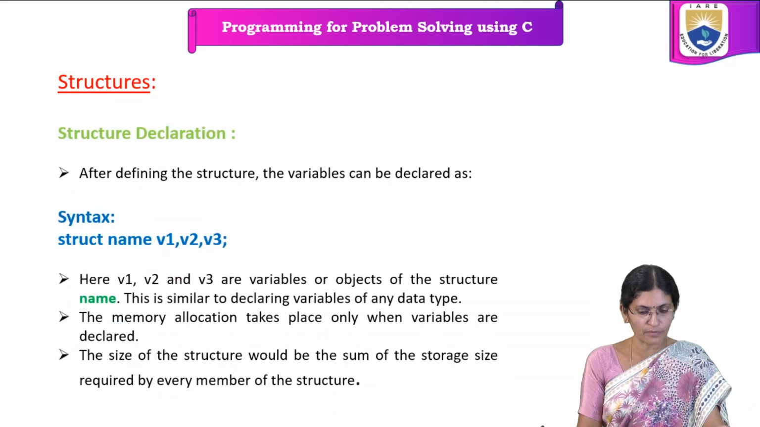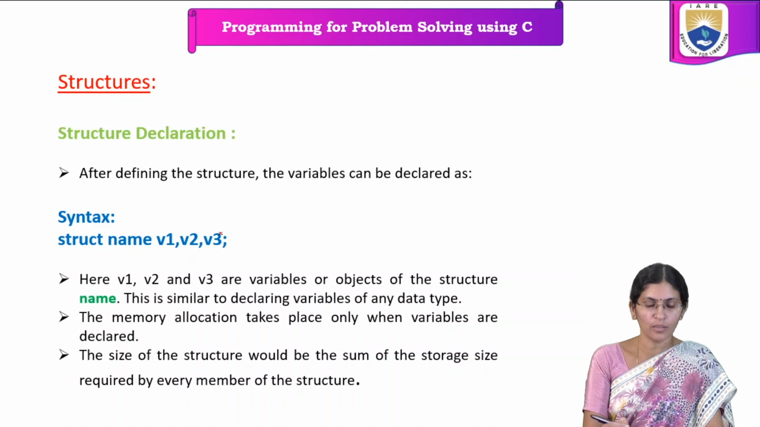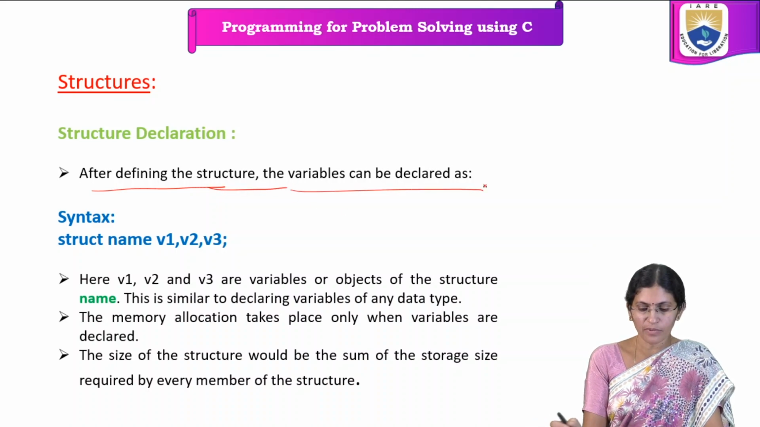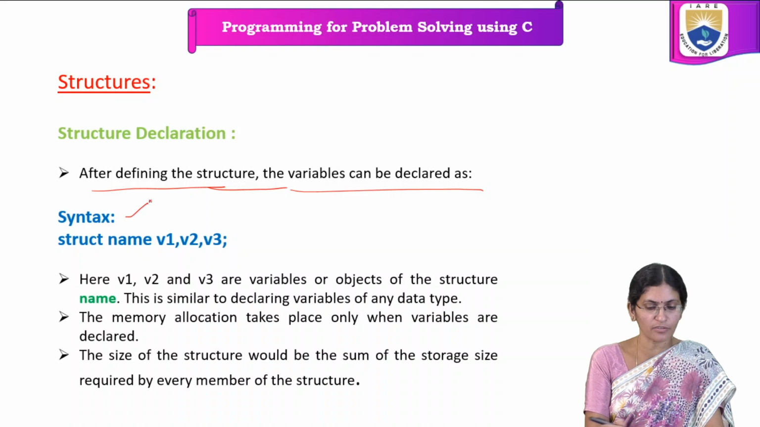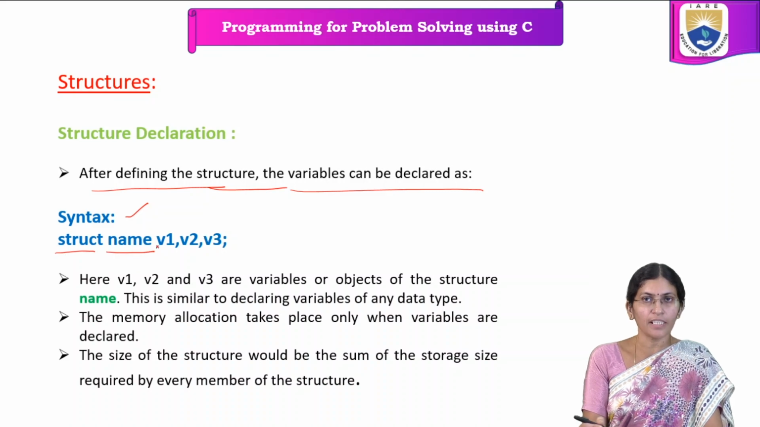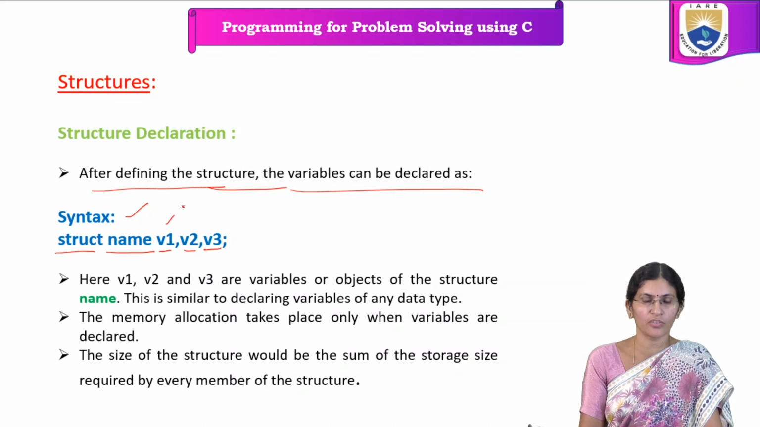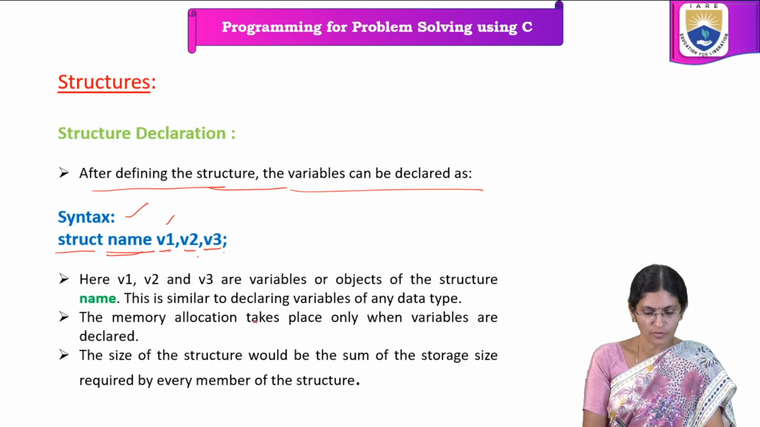So let us see one example for this. So before that, let us see how to declare. Now, coming to the next concept, structure declaration. So after defining the structure, variables can be declared as, so this is the syntax of variable declaration, structure declaration: the keyword struct and then the name of the structure followed by the variables. So these are the variables of the structure, or you can say instances or objects of the structure. So here v1, v2 and v3 are the variables belonging to the structure named name.